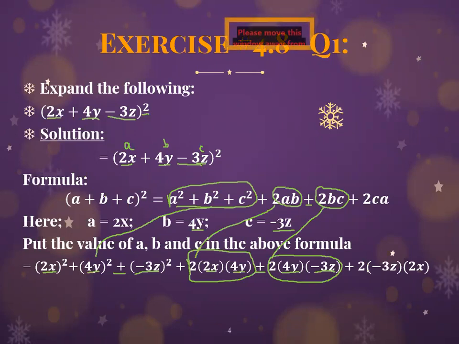The last term is plus 2ca. Now you have to write the coefficient, and you will place the values of each variable inside the brackets. So c is equal to minus 3z. Understand? c is equal to minus 3z. So inside the bracket you will write minus 3z, and a is equal to 2x, so inside the bracket you will write 2x. Clear?